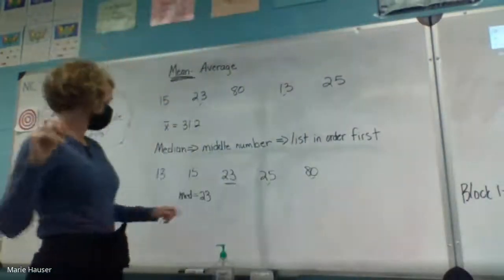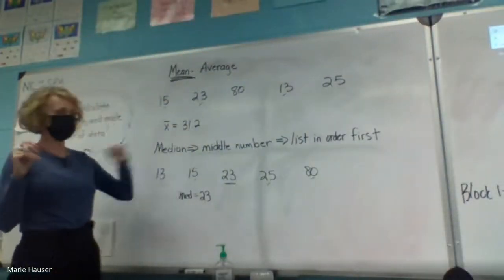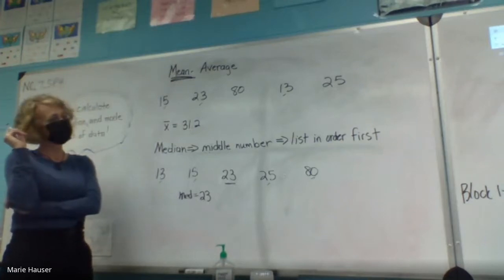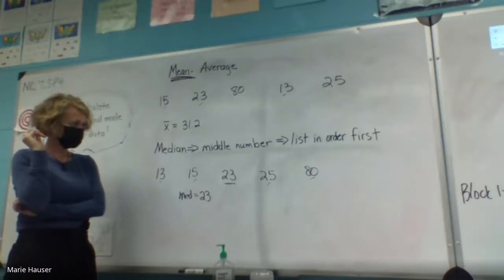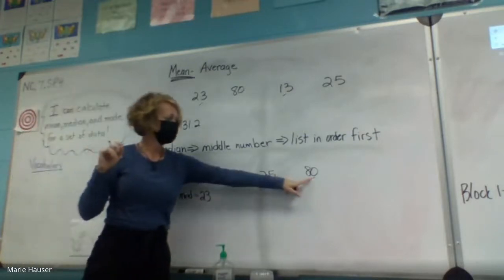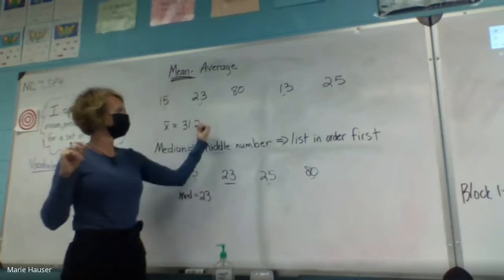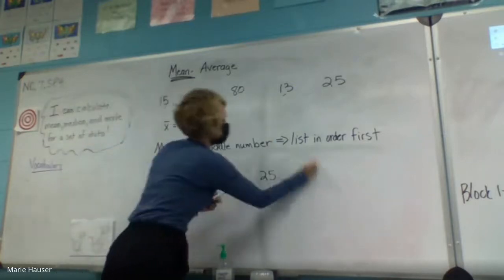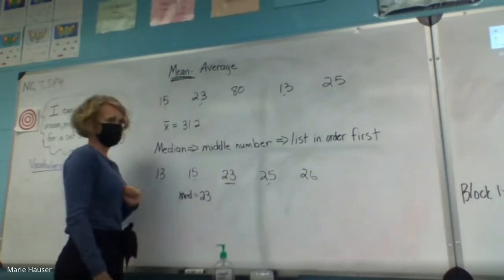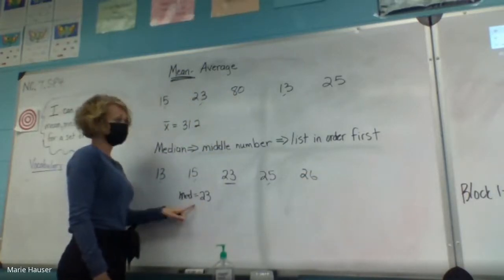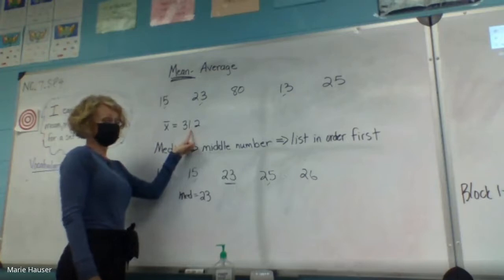Why do you think the median is so much lower than the mean? Because the numbers in the mean, it's like 80 and stuff, but the median is just lower in value. This thing yanked that thing up. If this changed to 26, would the median change? No. Would the mean change? Yeah, the mean would go way down.